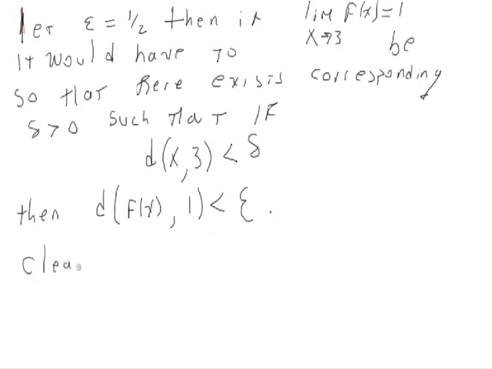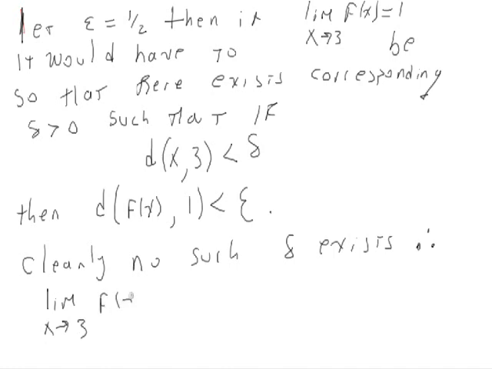So clearly, no such delta exists. Therefore, we know right away that the limit as x approaches 3 of f of x does not equal the number 1. Exactly what we wanted to show.